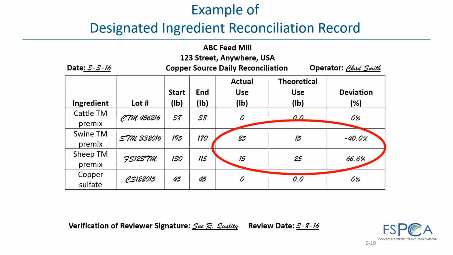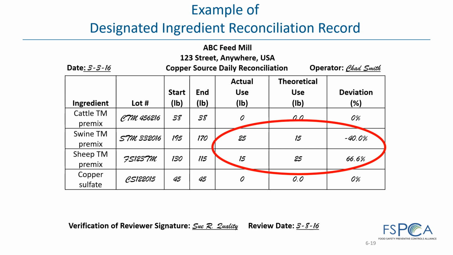However, because I've taken the steps to do this reconciliation record, I can start to figure out what went wrong and how to reduce the likelihood of it occurring in the future. If we take a look at our swine mineral premix, take a look at these numbers. What Chad Smith thought he used that day was 15 pounds, but what he actually used was 25 pounds. So I can make an assumption based on those numbers that Chad Smith may have grabbed the swine mineral premix when he thought he was grabbing the sheep mineral premix.